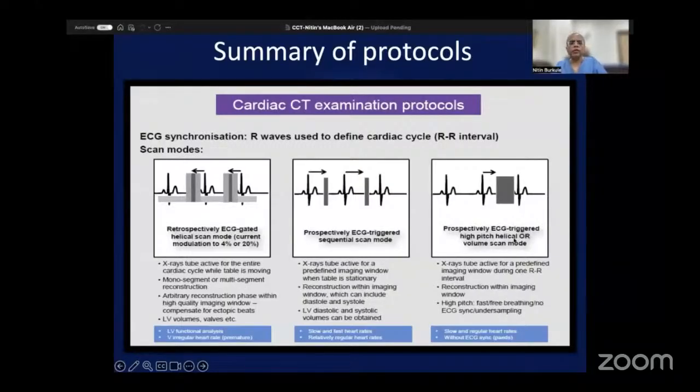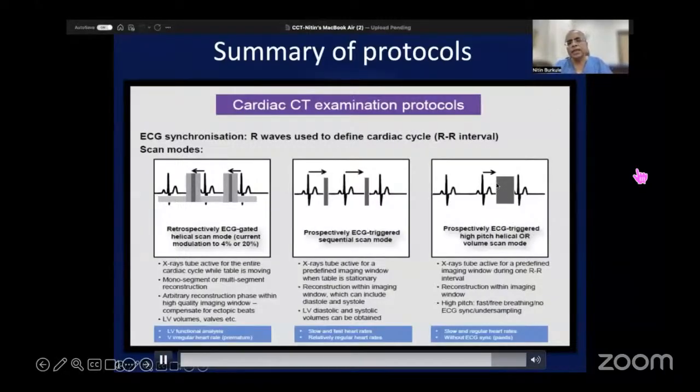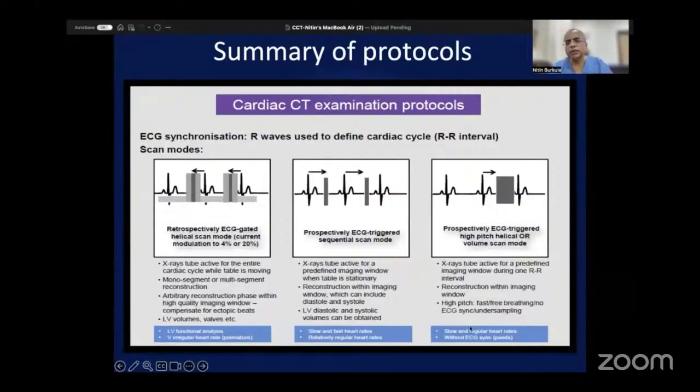And then we have the last one, either with the 320 detector or with the dual source CT flash mode, where you can get the entire CT coronary angiogram in one cardiac cycle. Obviously, it doesn't need any ECG gating, it doesn't need any breath hold. It is useful both in atrial fibrillation patients and also in bariatric patients.